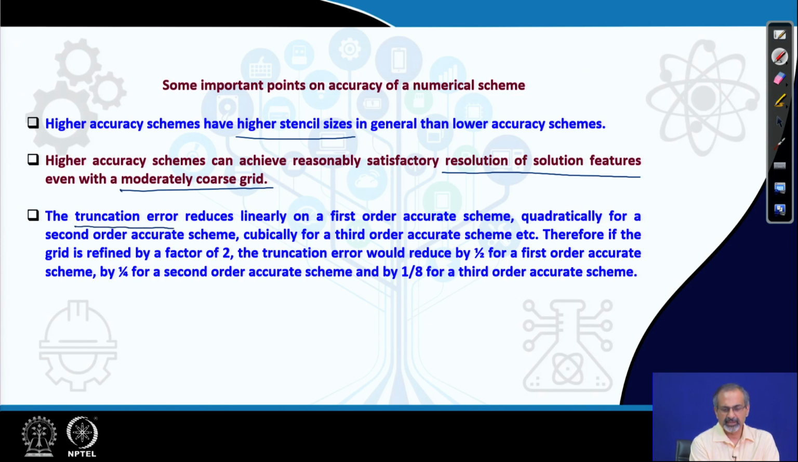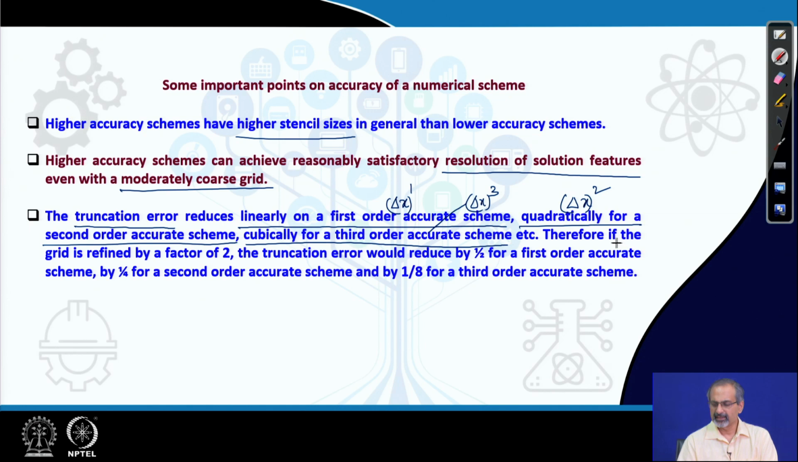As far as truncation error is concerned, how would it reduce if you refine the mesh? It reduces linearly on a first order accurate scheme, quadratically for a second order accurate scheme, or cubically for the third order accurate scheme, and so on. It is basically talking about delta x to the power of 1 or to the power of 2 or to the power of 3, etc. I mean delta x, delta y, delta t, it applies depending on which direction you are talking about.